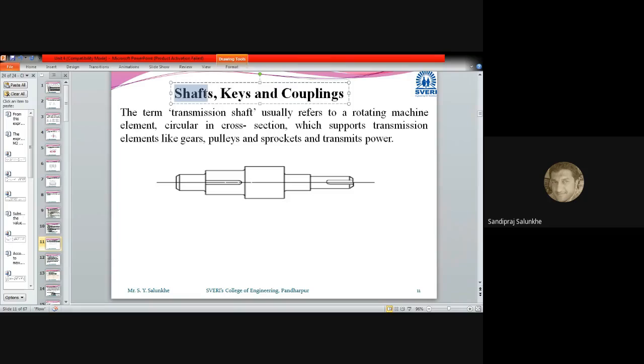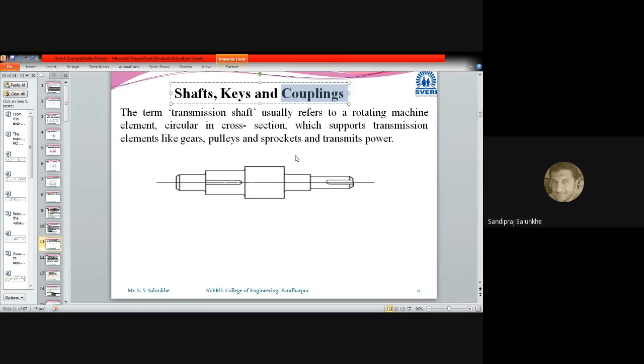First we will take the shaft, how to design the shaft. Then afterwards we will see the key. In this, we have to design only square and rectangular keys. And then afterward, the couplings. In that, again, we are going to see only two couplings.